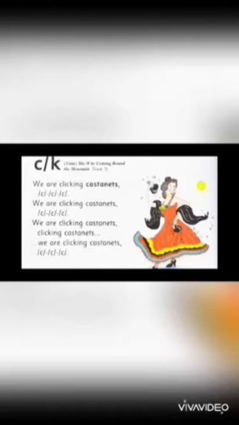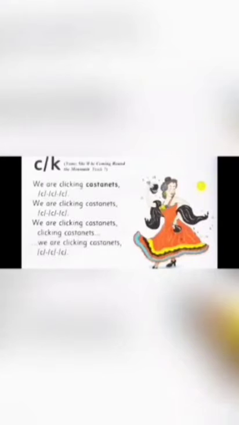We are clicking castanets, ka ka ka. We are clicking castanets, ka ka ka. We are clicking castanets, clicking castanets. We are clicking castanets, ka ka. Kites are flying in the sky, ka ka ka. Kites are flying in the sky, ka ka ka. Kites are flying in the sky, flying in the sky. Kites are flying in the sky, ka ka ka. We are clicking castanets.